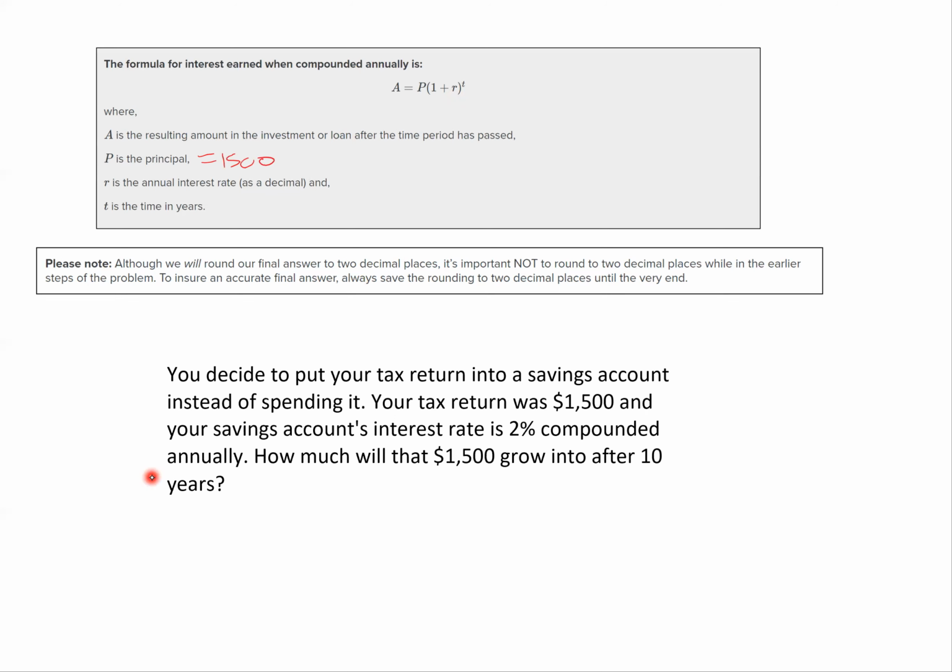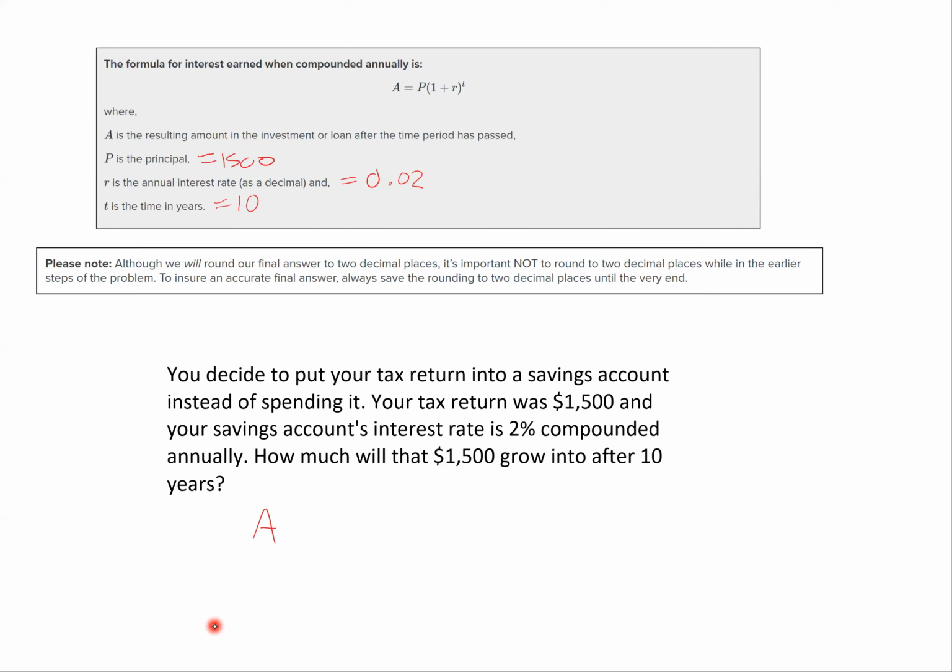r is going to be the interest rate. Interest rates are usually given as percentages. We want to change that to a decimal before we begin to do our calculations. And then time is going to be 10. So interest rate is given in terms of an annual interest rate, and so we want our time to also be in terms of years because the interest is in terms of years.